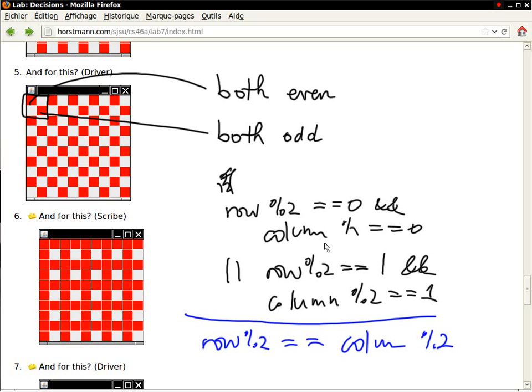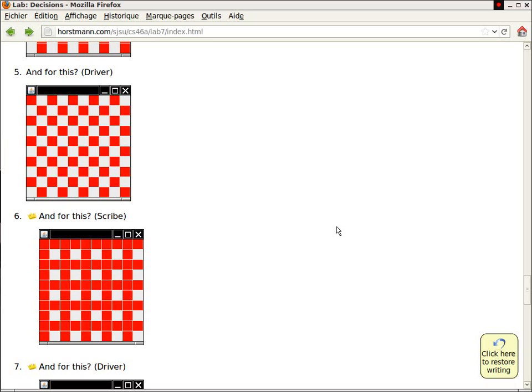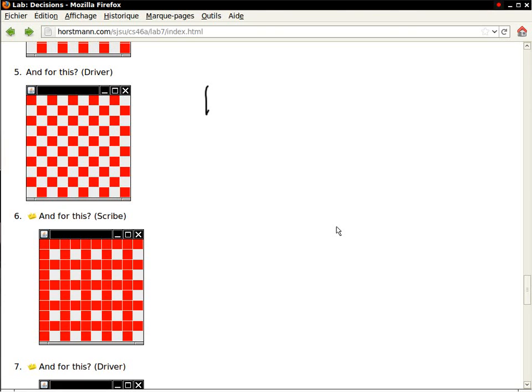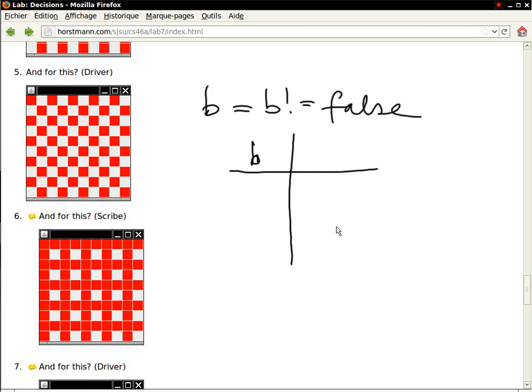Final question. At the end of the previous lecture, we had B equals B not equals false. So what's the effect of that? I think it's going to be the opposite of what it is. So he says it's going to turn B into its opposite. Well, let's find out. It's easy enough to find out because there's only two choices for B. So if B is false, what is false not equal false?